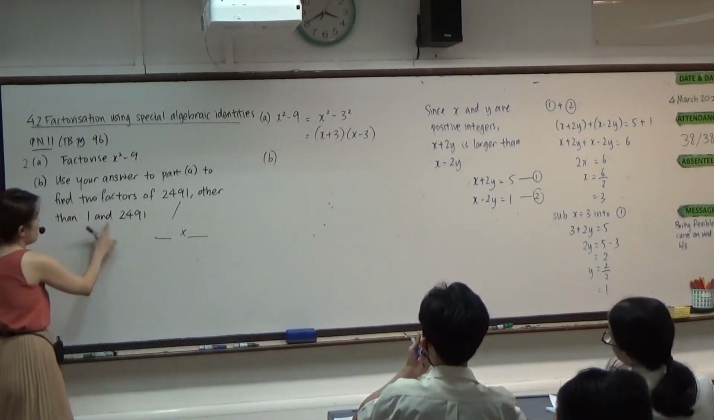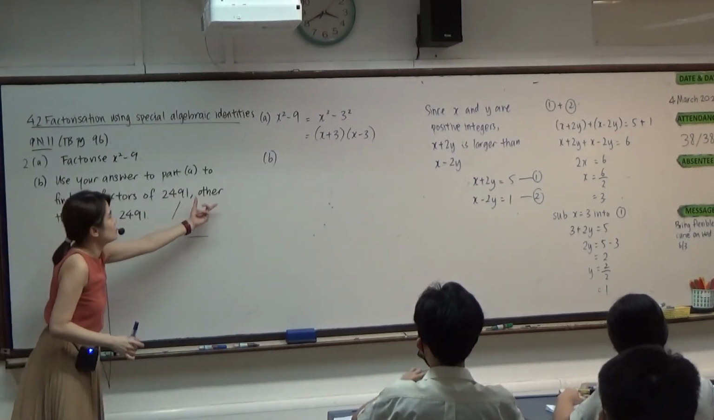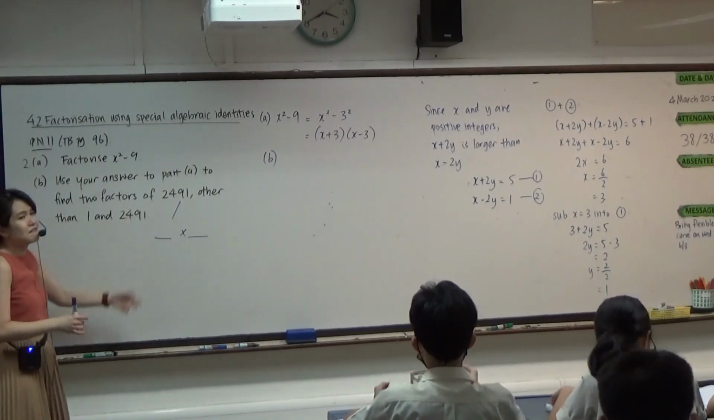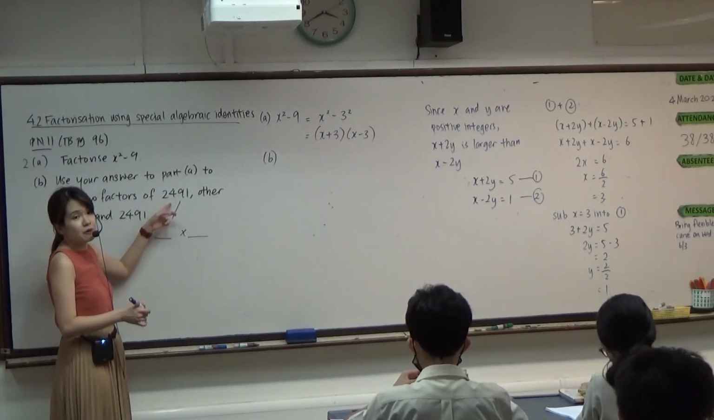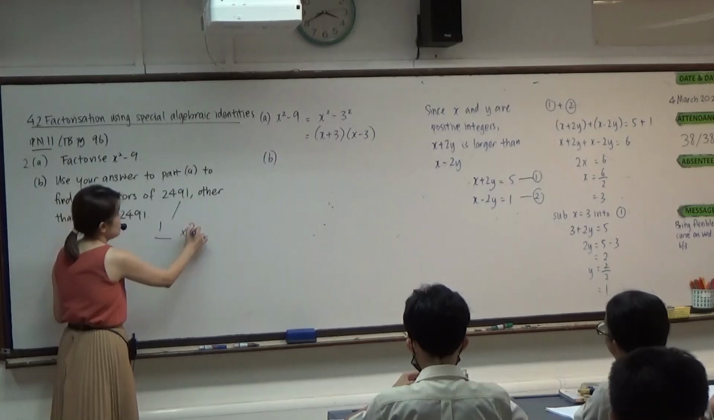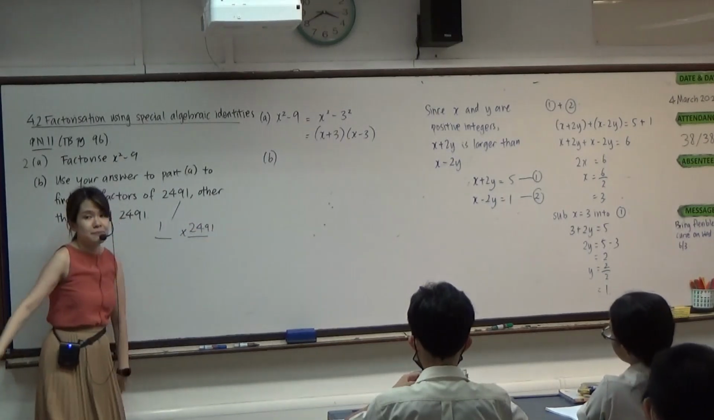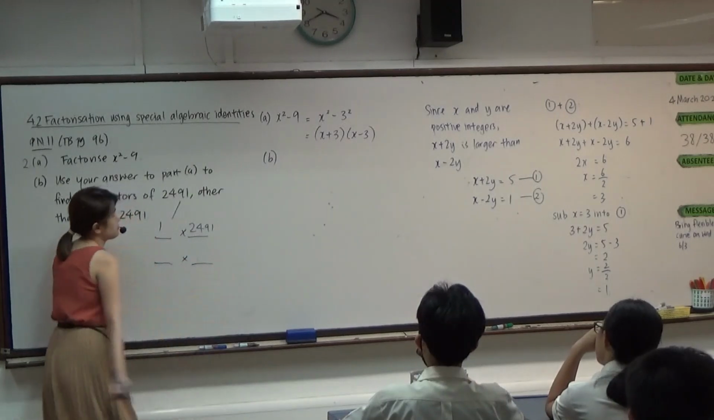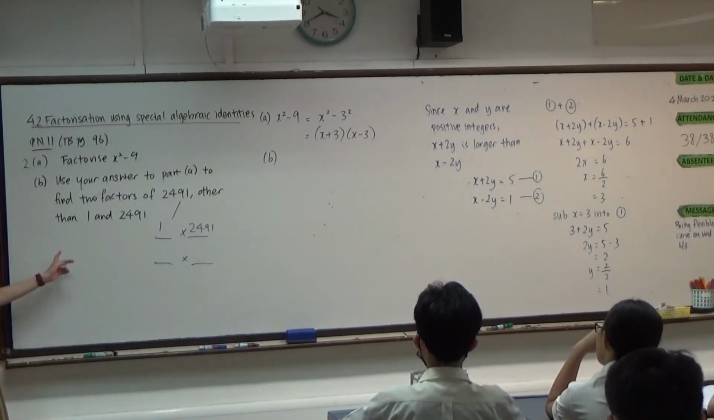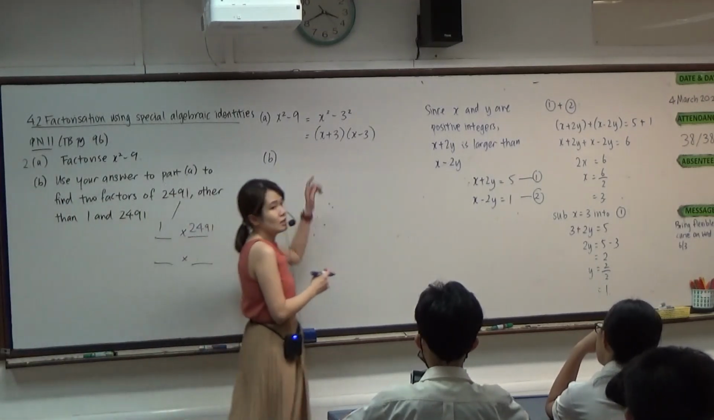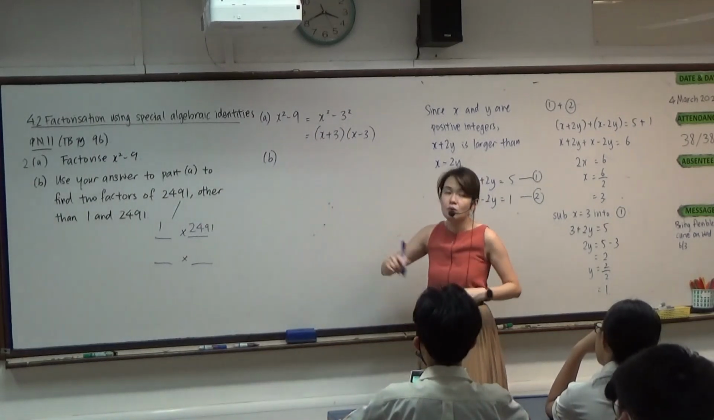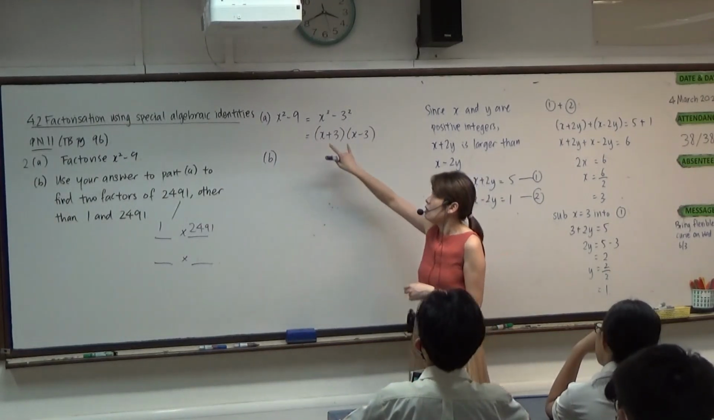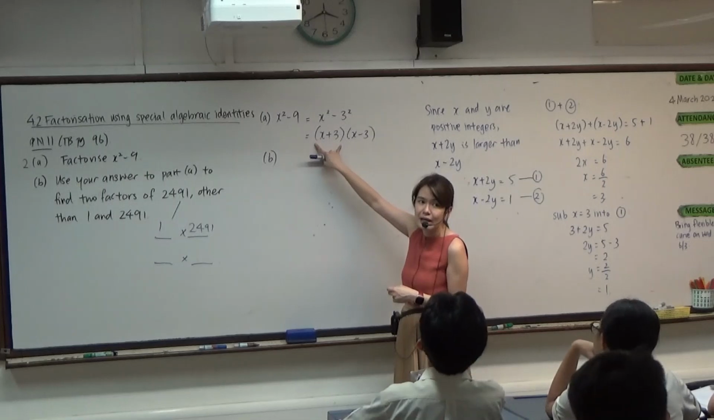Other than 1 and 2491. Why do they say this? Because one very simple factor pair for any number will always be 1 and the number itself, but of course we don't want this. There are many other combinations. So they want you to make use of part A to know the answer to part B. We want to know what this number is as a whole.